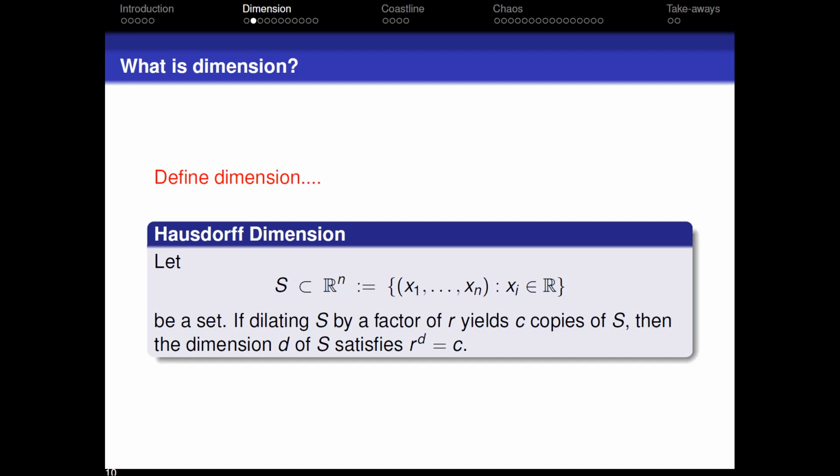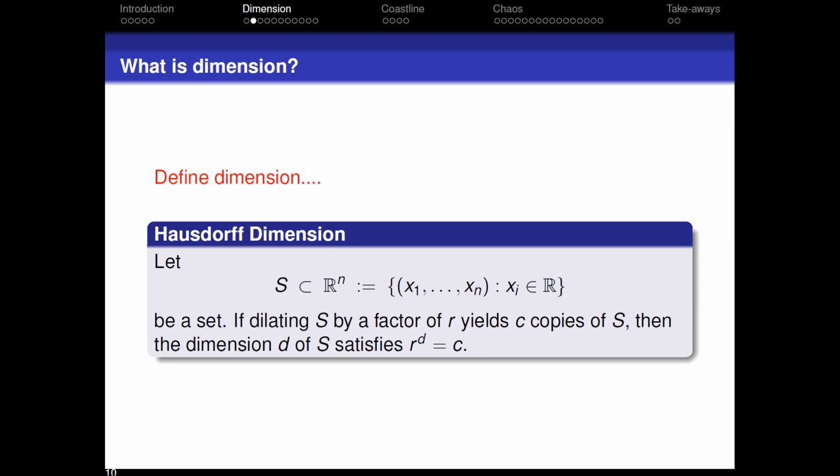So we say that if you dilate S by a factor of r, and that gives you C copies of your initial set, then the dimension D satisfies r^D = C. This is a beautiful mathematical definition. I see a couple of people scrunching their eyebrows right now. That's what you should be doing. We had such a wonderful concept of dimension that we understood. Why would you do this? Well, this allows us to talk about things mathematically.